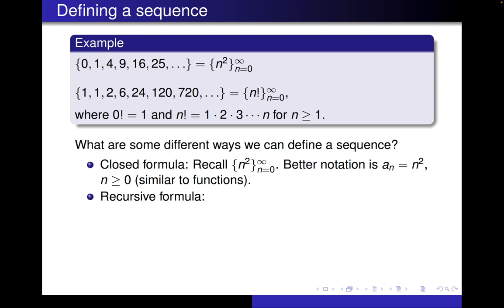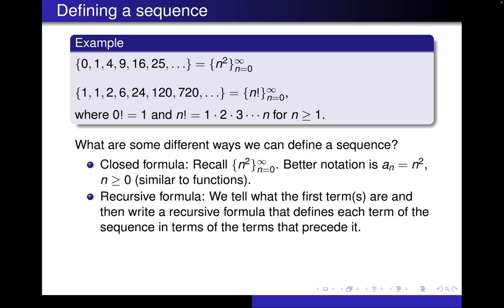And then this one's a little bit different. You can have a recursive formula. And a recursive formula, what that does is we first tell you what the first term is, or maybe we have to tell you what the first few terms are, the first 2 or 3. And then we write a recursive formula that defines each term of the sequence in terms of the ones that came before it. So if I want to find the 5th term, I can define that in terms of the 4th term, or the 3rd term, or the 2nd term, or the 1st term, etc.